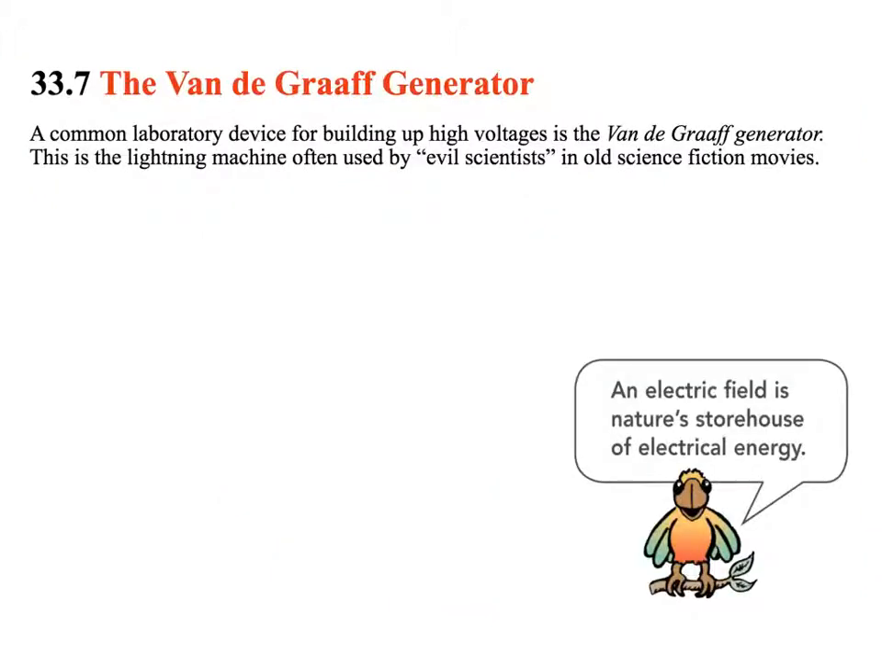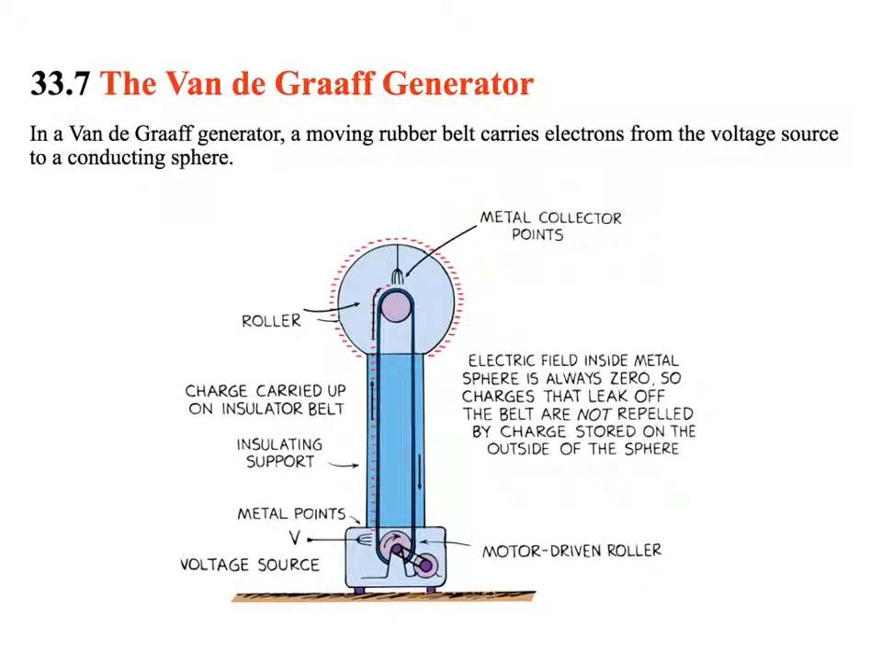A common laboratory device for building up high voltages is the Van de Graaff generator. This is the lightning machine often used by evil scientists in old science fiction movies. In a Van de Graaff generator, a moving rubber belt carries electrons from the voltage source to a conducting sphere. And I will explain all of this in class, showing you how all of this works.